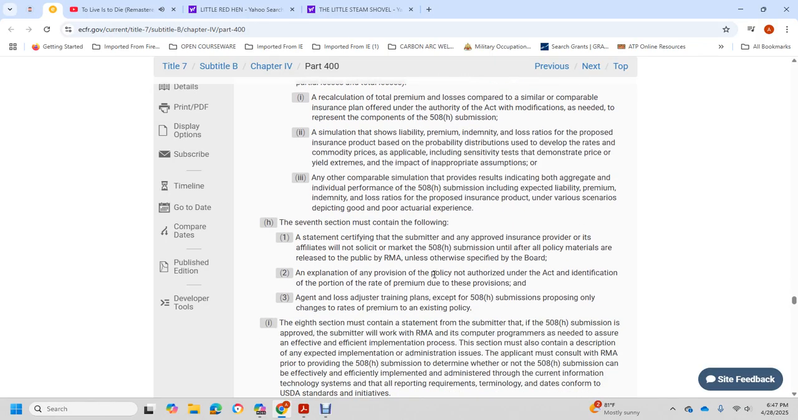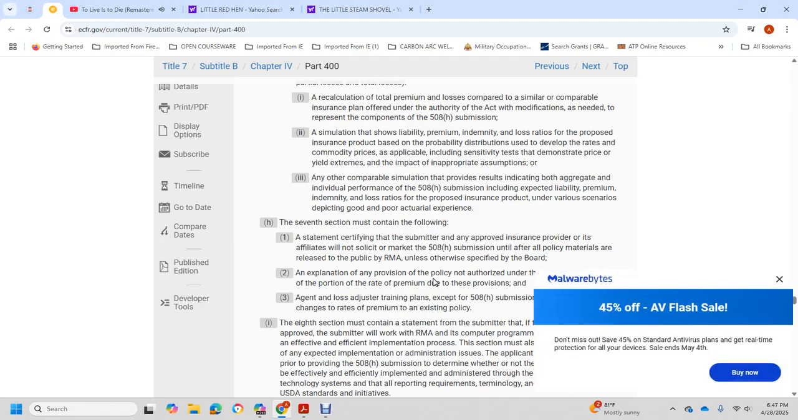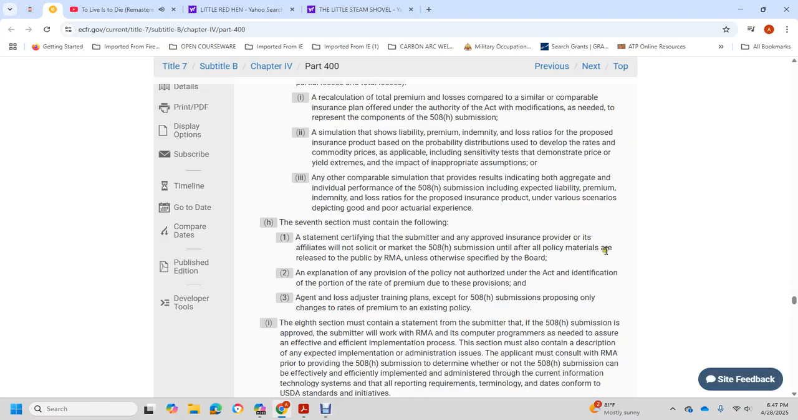The subsection must contain the following statement certifying the substantive approval of the insurance provider, that it is affiliated and not solicited with the 508 submission until the policy material is released to the public and the RMA otherwise succeeds with board approval, with the provision of the policy not authorized under the act, identifying the portion of the rate of the premium to do with the provision of the agent for the loss, for a 508(a) submission proposing only a change of the rates of the premium of the existing policy.